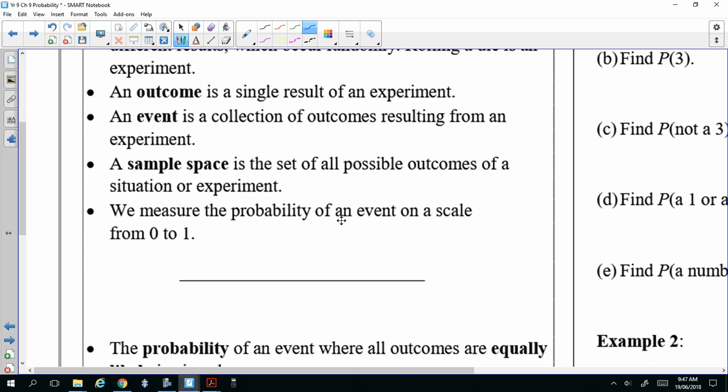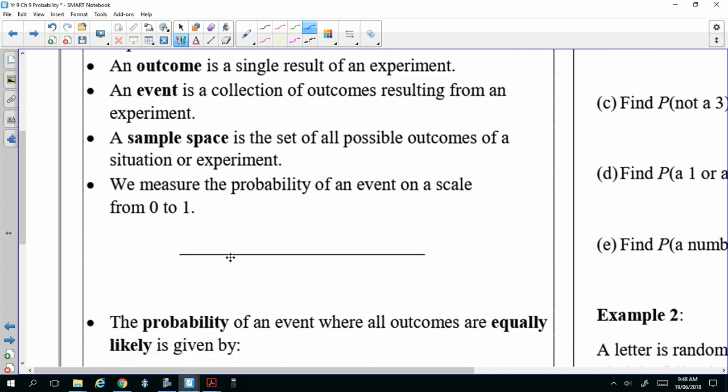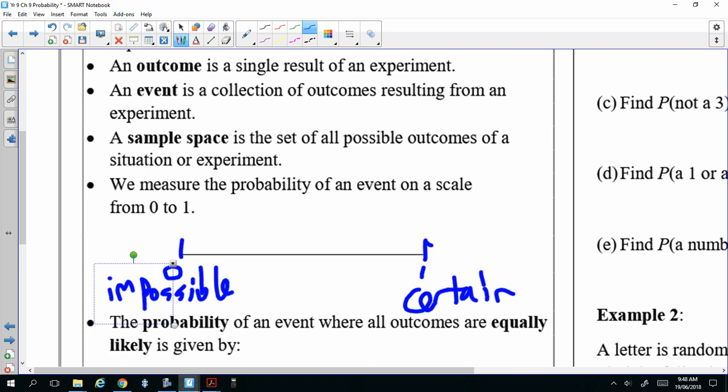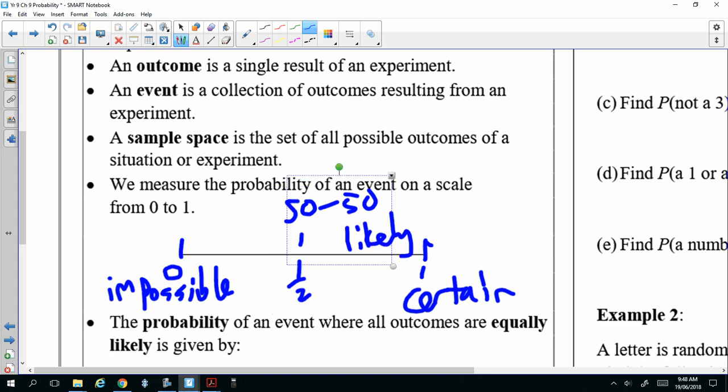We measure the probability of an event on a scale from 0 to 1. So we've got a scale here from 0 to 1. What does 0 mean? 0 is impossible, whereas 1 is certain. The closer the probability to 1, the more certain it will happen. The closer to 0, the more unlikely it will happen. And of course, the halfway mark is 50-50. Anything more than halfway, we'll say it's likely. Anything less than half chance is unlikely.